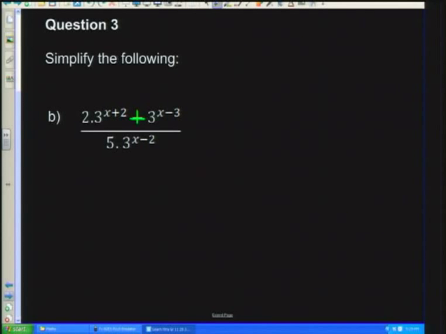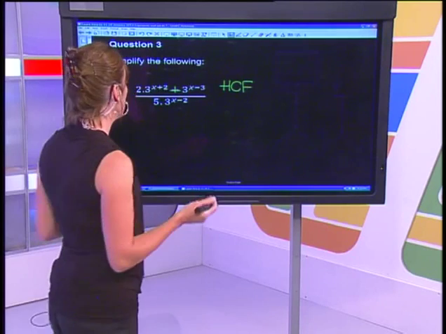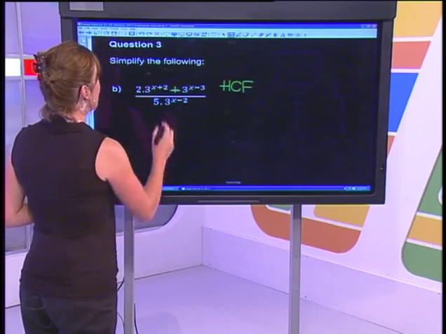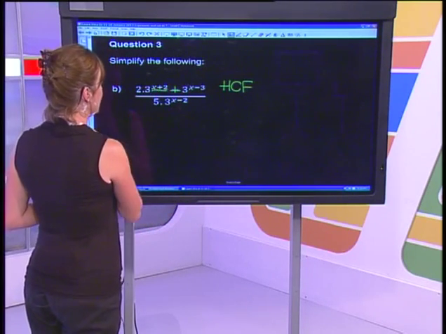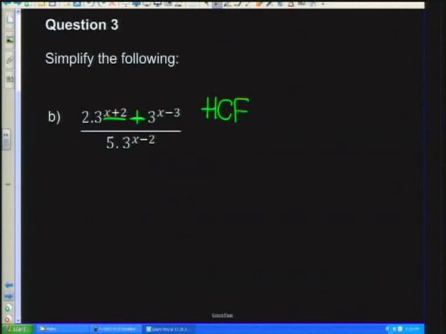Okay, so when you see that, I really do want you to try and remember that that's what we're looking for. Try and take out a highest common factor and see if that helps us to cancel it. Our double base of 3 to the x plus 2, let's start by separating that. So I've got 2 multiplied by 3 to the x times by 3 to the 2. I've got a plus, and then I've got 3 to the x times by 3 to the negative 3.